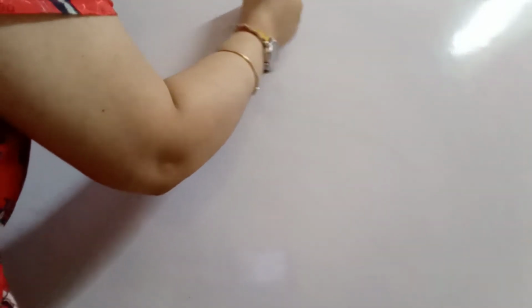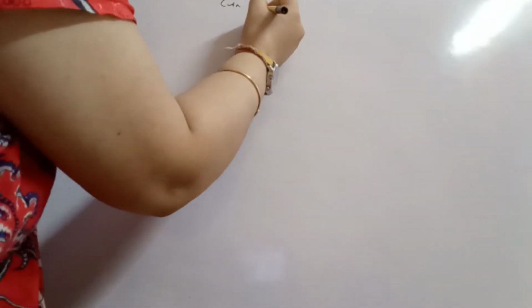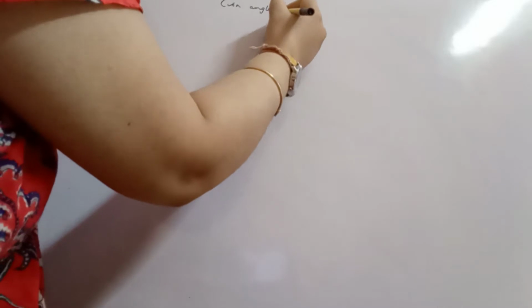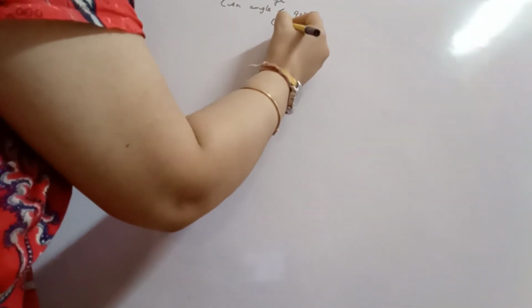Now we come to the different types of angles. From very early classes you are studying types of angles. The very first angle is the acute angle. Acute angle means an angle which is less than 90 degrees. So what is 90 degrees here? It is the measure of an angle.